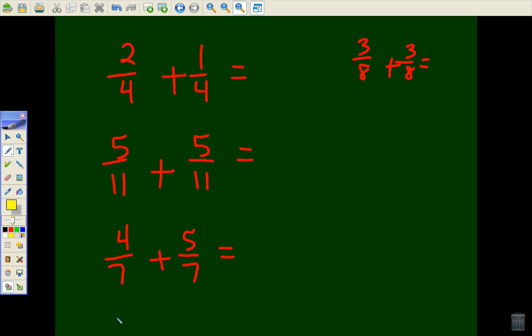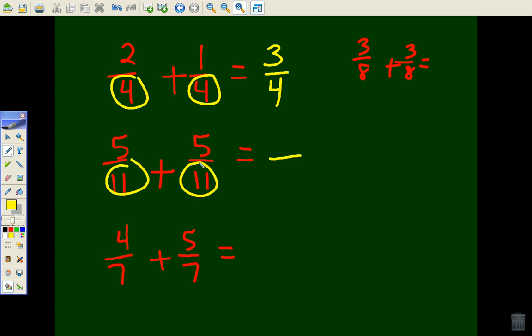On this student side, I'm going to give you a bunch of problems to work out, and I want you to solve them and pause me and then check your answers. So you should have paused the video so that you could have practiced these problems, and we're going to look at the answers now. Both of these have a common denominator, so my denominator does not change. 2 plus 1 is 3, so 3/4 is the sum of 2/4 plus 1/4. On the next problem, the denominators are common, so we keep it as 11. 5 plus 5 is 10, so 10/11 is our sum.